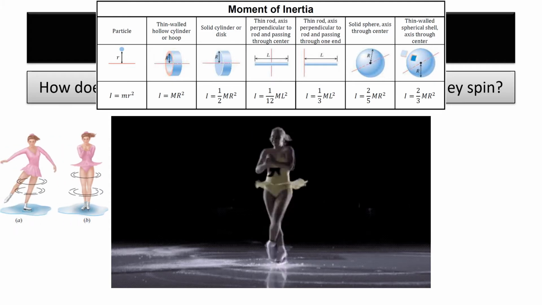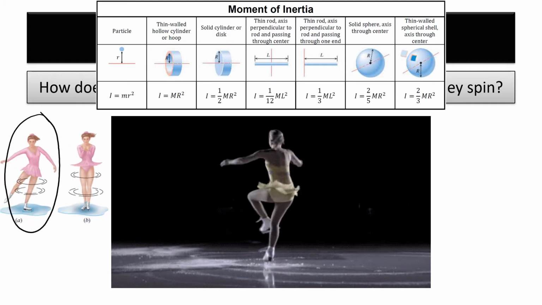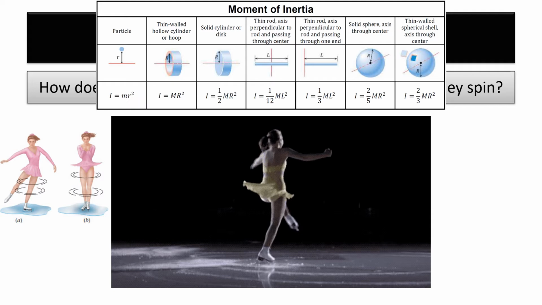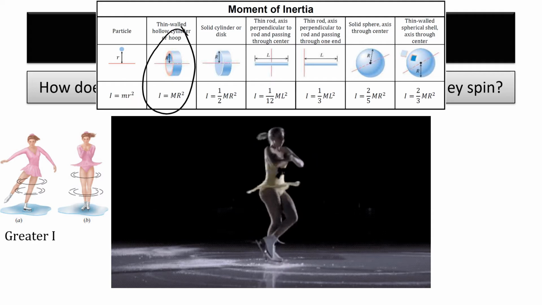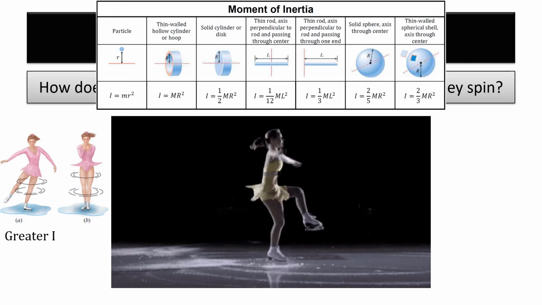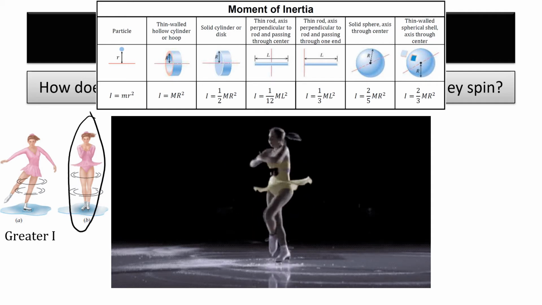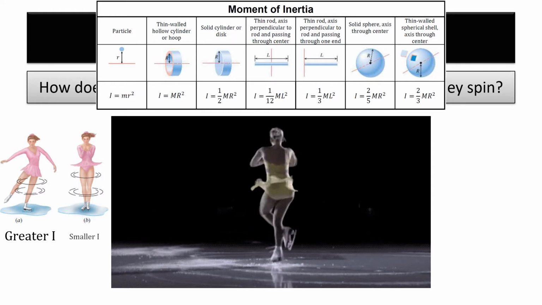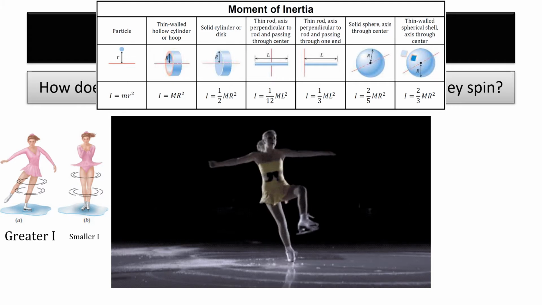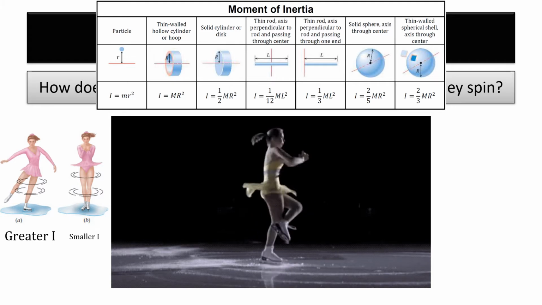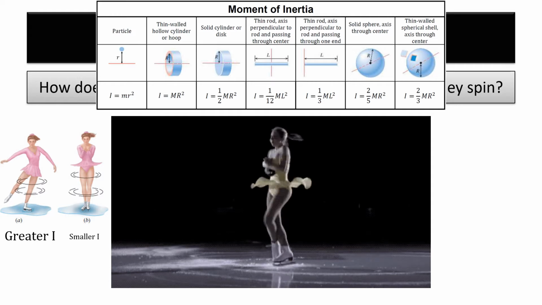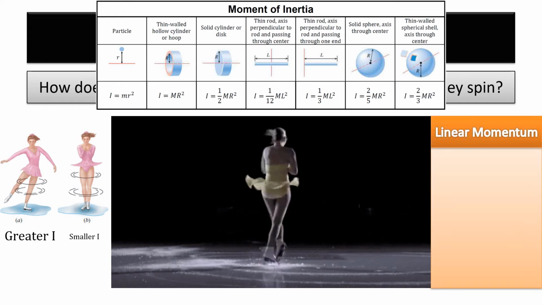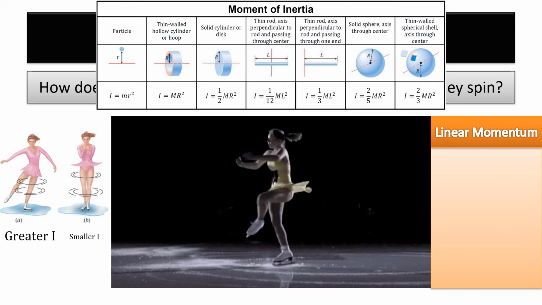So here in these situations, her mass is further away from the axis of rotation. So that means that if the mass is further away, you're going to have a greater moment of inertia. As she pulls in her mass as close as she can to the axis of rotation, then all of the mass is closer to the axis and you have a smaller moment of inertia. So again, let's think about when we were talking about mass and velocity, right? What's mass times velocity? Momentum. So let's think about linear momentum first before we explain this with angular momentum.